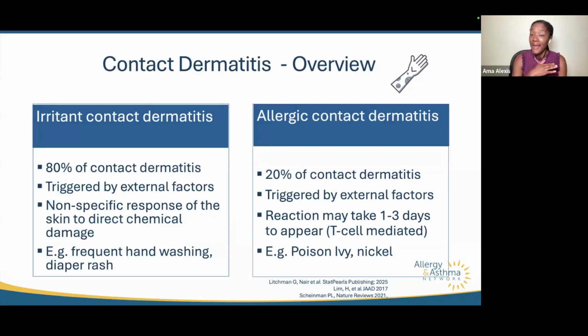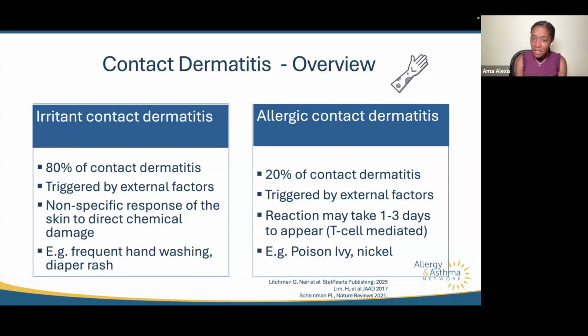So what does that mean? Any of us can develop irritant contact dermatitis under the right circumstances. So, for example, if we all start washing our hands about 20 times a day, we all may develop irritant contact dermatitis. Or if you think of a diaper rash, that is due to irritation due to an allergen in the diaper. So, what about allergic contact dermatitis?